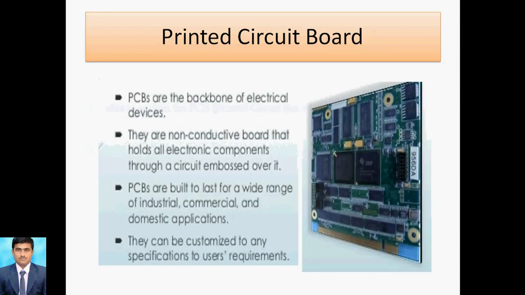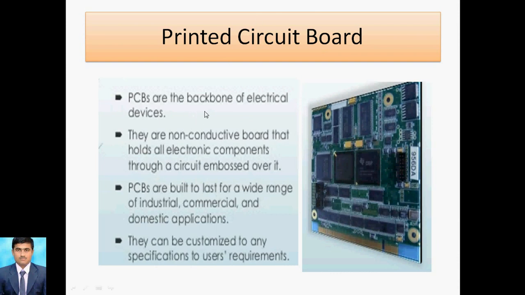First of all, we look at the printed circuit board. The printed circuit board or PCB is used to mechanically support and electrically connect electronic components using conductive pathways, tracks or signal traces etched from copper sheets and laminated on a non-conductive substrate. So this is the main function of PCB.